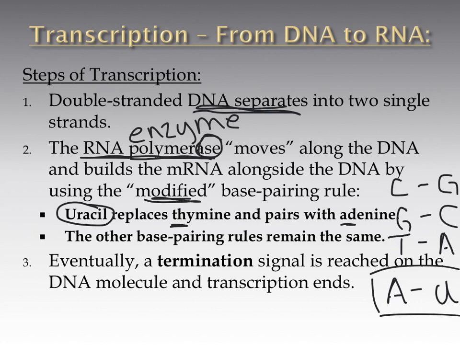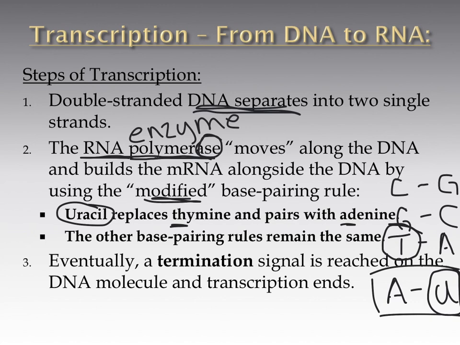How do you know for sure, if you're just looking at a string of letters, whether you're looking at DNA or RNA? The main thing is if you have a T, you're looking at DNA. If you have a U, you're looking at RNA.